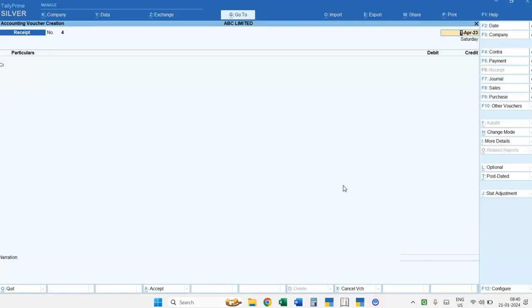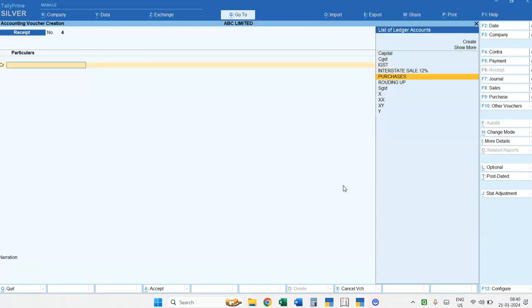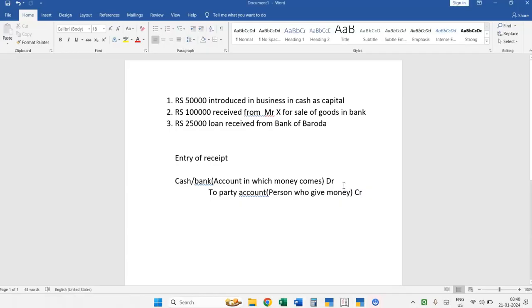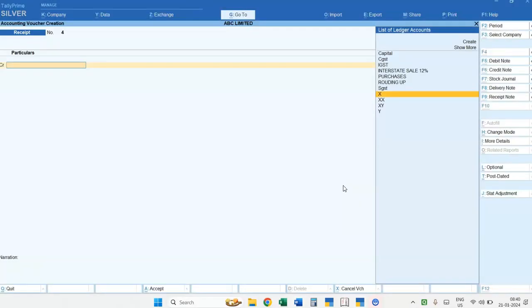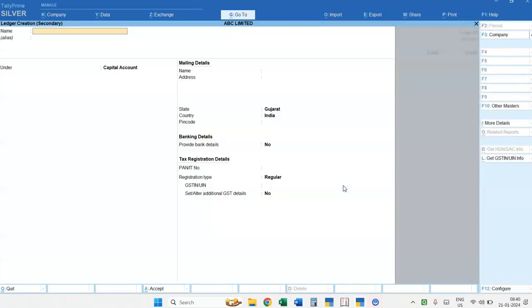Let us do the entry in TallyPrime. I am selecting here the date 1st April 2023. Here you will see that there is no loan account for the Bank of Baroda. So what I will do, I will press Alt plus C from my keyboard. As and when I press Alt plus C, the ledger creation window will appear. So Alt plus C is the shortcut for the purpose of creating any ledger during the voucher entry. I am repeating again, Alt plus C is the shortcut for creating any ledger during the voucher entry.